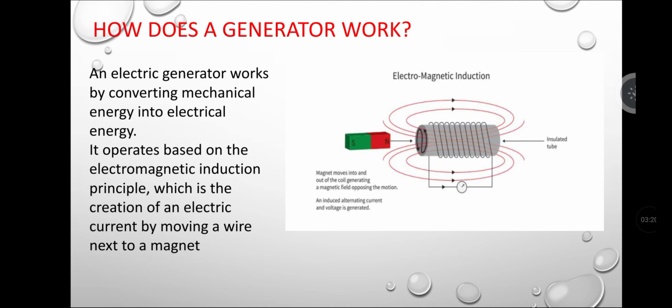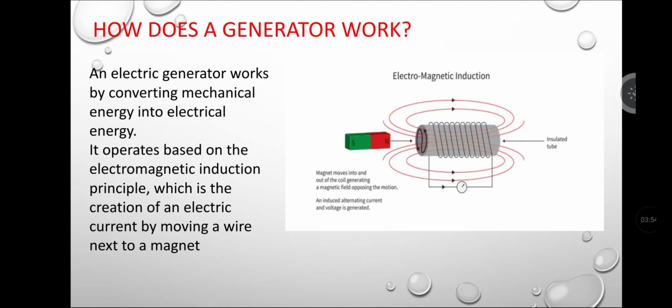So as a simple definition, you have to know that an electric generator works by converting mechanical energy into electrical energy. It operates based on the electromagnetic induction principle, which is the creation of an electric current by moving a wire next to a magnet.